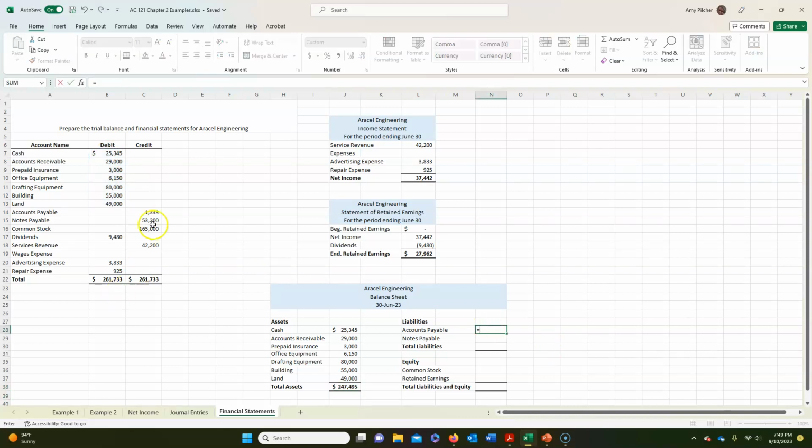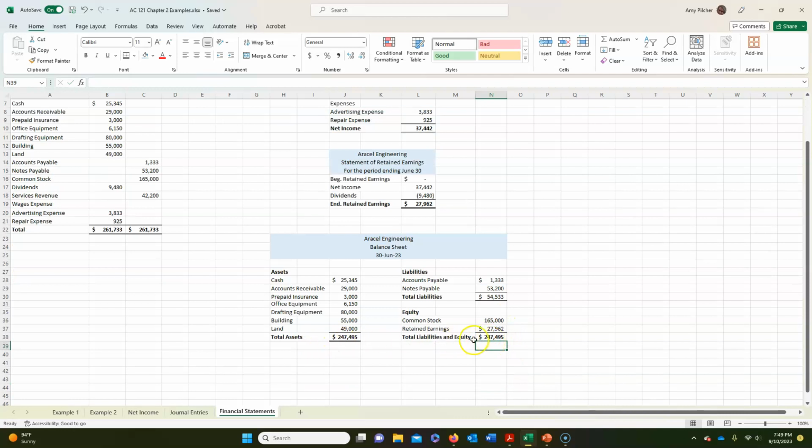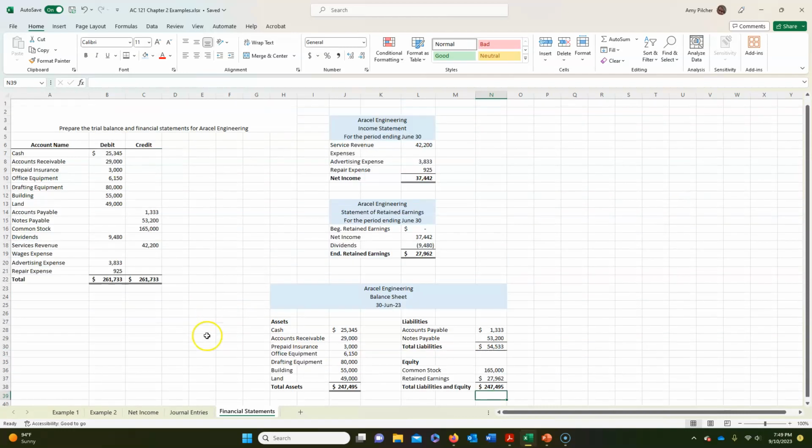So accounts payable and notes payable. We have our total liabilities. And then we add our common stock and our retained earnings. Here we add up our total liabilities and our equity accounts, and we hope that our balance sheet balances, and it does. Okay, so that is how we do a trial balance from the T accounts and then make financial statements from a trial balance.